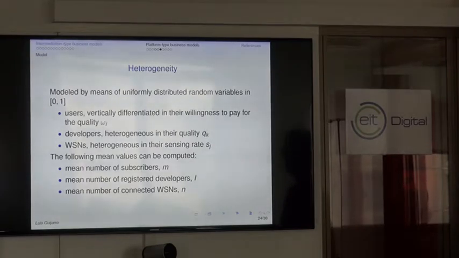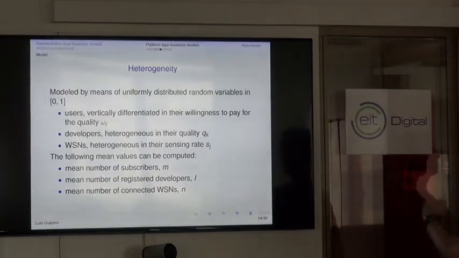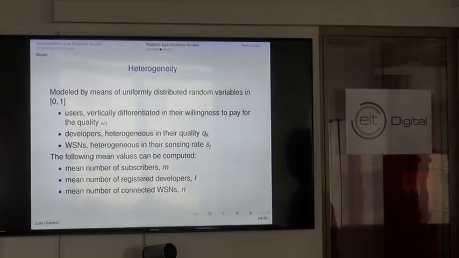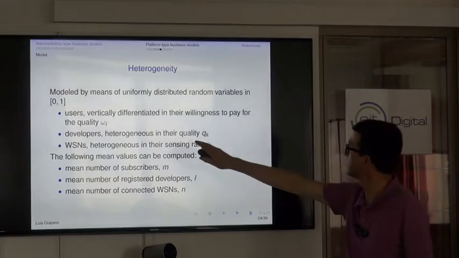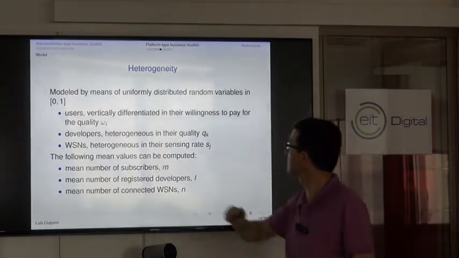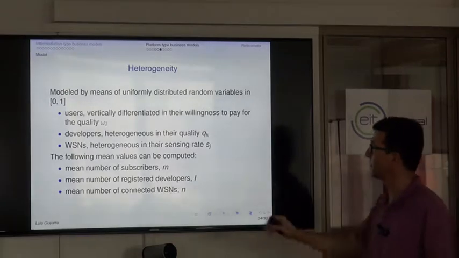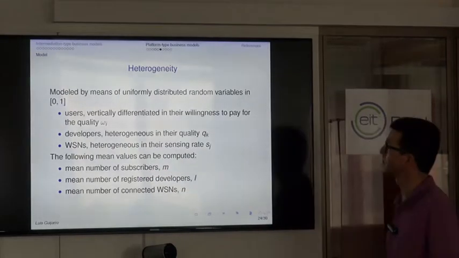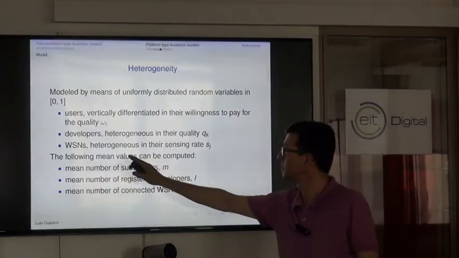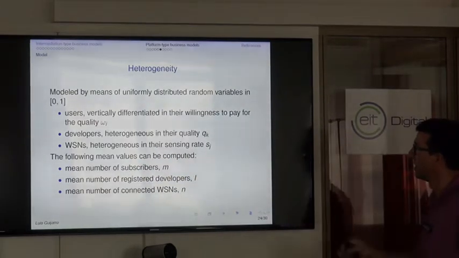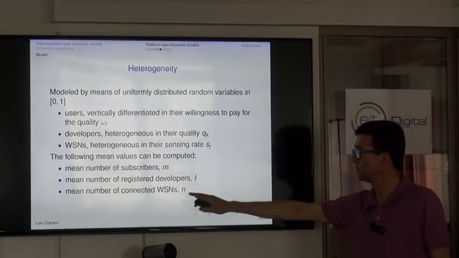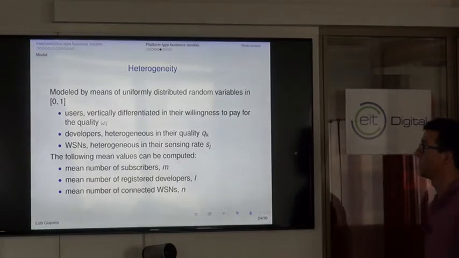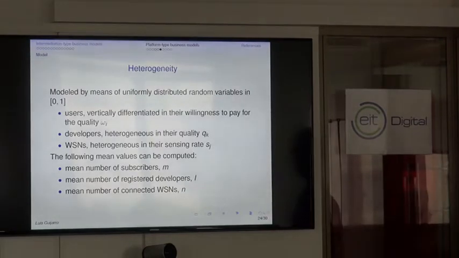In this model, we model heterogeneity using uniformly distributed random variables. The users are heterogeneous in their respective willingness to pay, omega. The developers are heterogeneous in their quality, and the networks are heterogeneous in their sensing rate. And from this point, we can compute the mean number of subscribers M, the mean number of registered developers L, and the mean number of connected networks N.